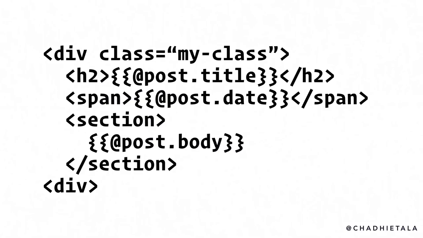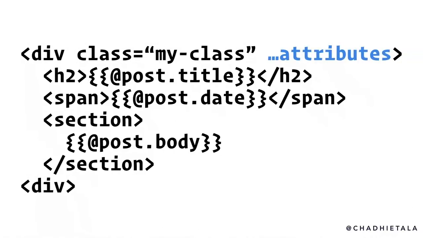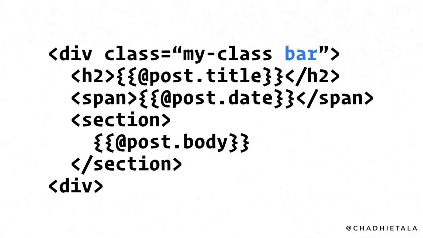And so what we can do is, let's say this was the inside of that template there, we can use ...attributes to splat in any attributes that were passed from the invocation. So it allows you to add additional attributes where necessary. And the cool thing about this is that it's not going to clobber. It actually is going to merge.